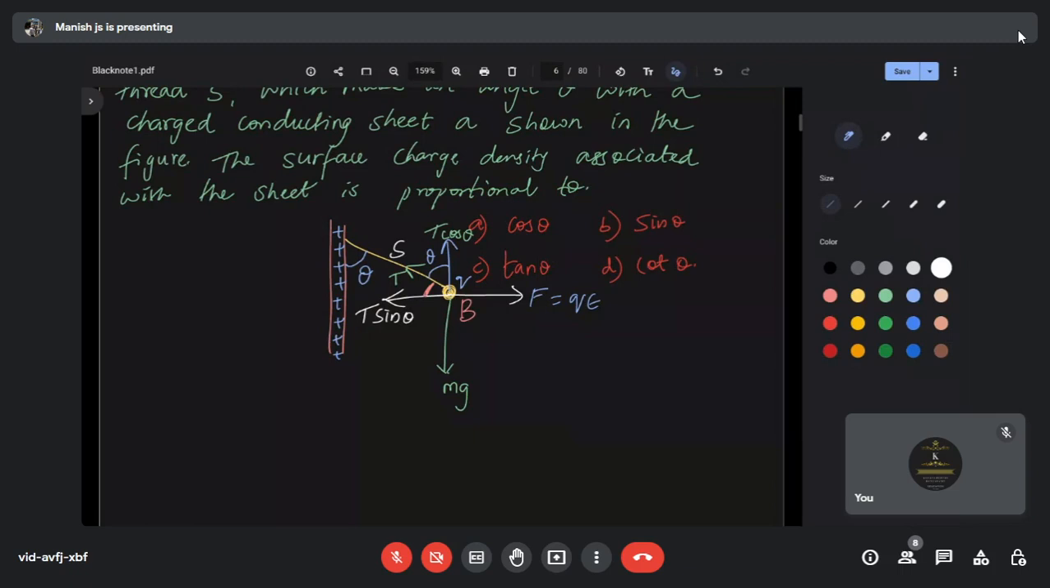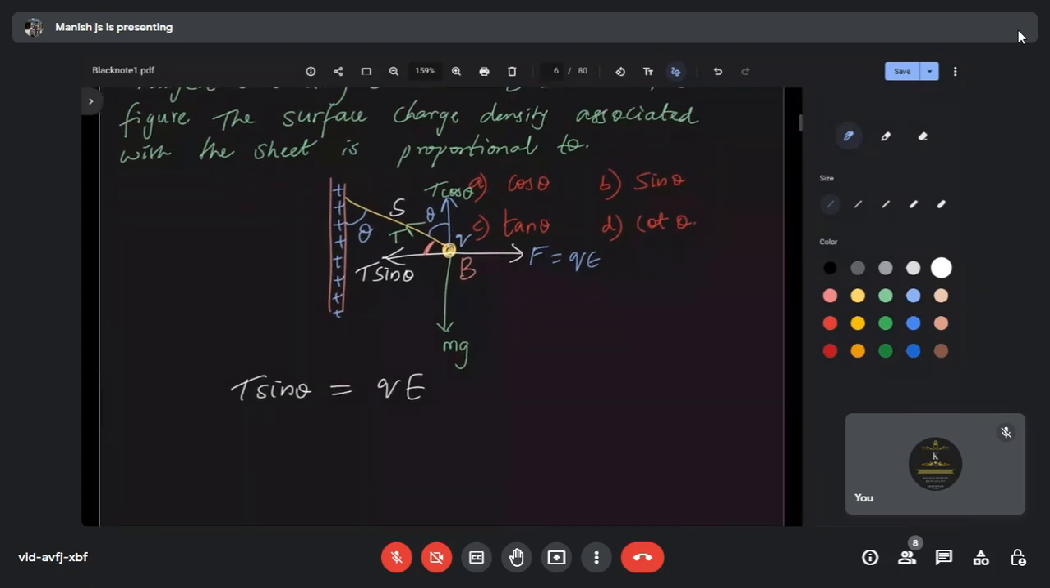So you are going to consider the first equilibrium of the forces in the horizontal component. At equilibrium in the horizontal component, you know that T sin theta is equal to QE. If you rearrange, you would first write T sin theta minus QE equal to 0, or QE minus T sin theta equal to 0. Rearranging, you get T sin theta equal to QE.